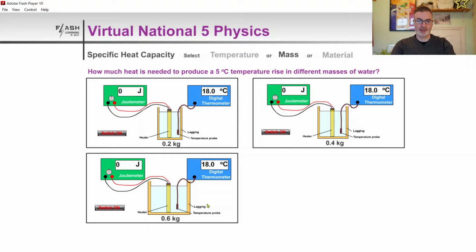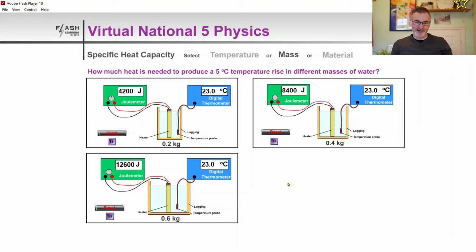What we're going to do is switch on each of the heaters. It's going to run exactly the same, and we're just going to see how much heat energy it will take to bring all of these up to, well, if they start at 18 degrees, how much heat energy is going to be required to bring our 0.2, 0.4 and 0.6 kilograms of water up to a 5-degree temperature rise, so it would be up to 23 degrees. So we'll start them all off. And then we wait a while and just see how much energy is going to be required.